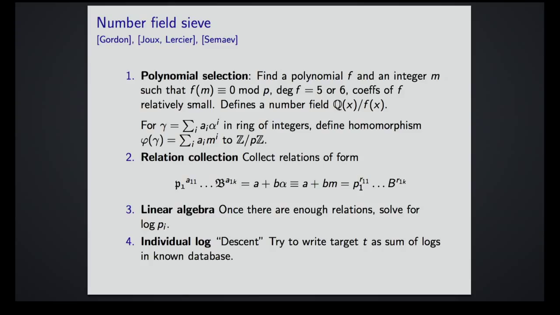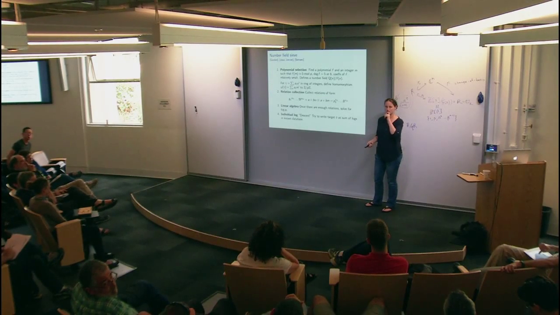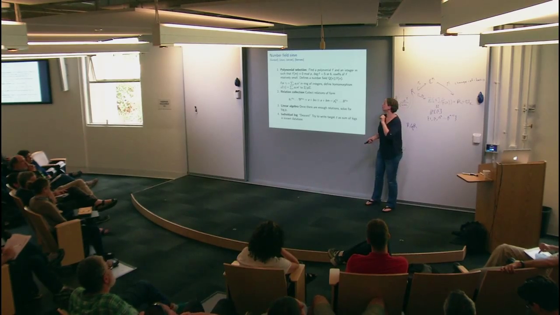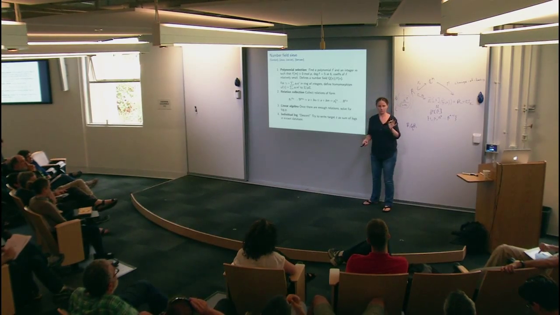So now I have massively, yeah? How much of this process is shared between, like, if you were going to use the number field sieve to factor? Is most of the algorithm the same? It's very, very, very similar. So almost all the code is the same.